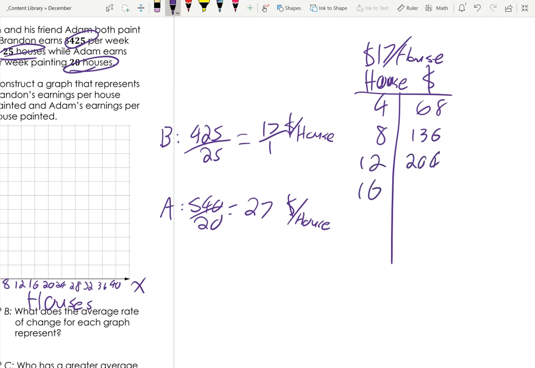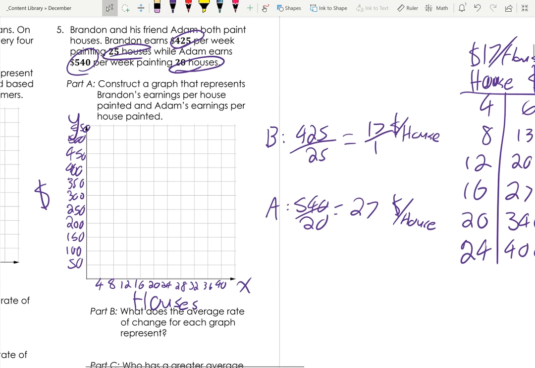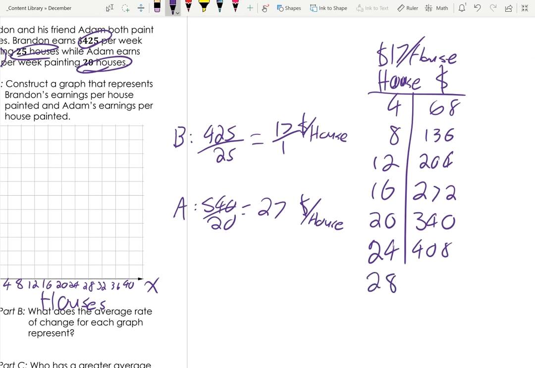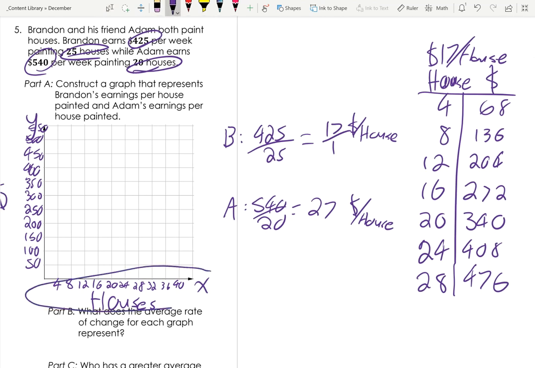If he did 16, 16 times 17 would be 272. If he did 20, 20 times 17 is 340. If he does 24, 24 times 17 would be 408. If he did 28, 28 times 17 would be 476. We'll stop there. If you're wondering why I'm doing that, it's because I labeled my x-axis by 4s. So that's why I got these by 4s.